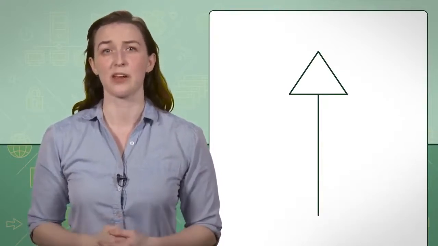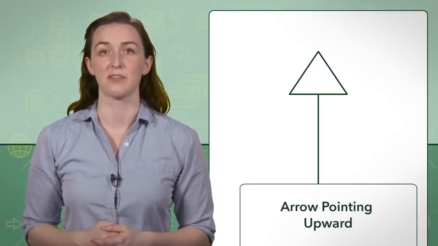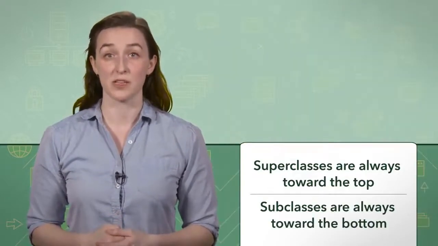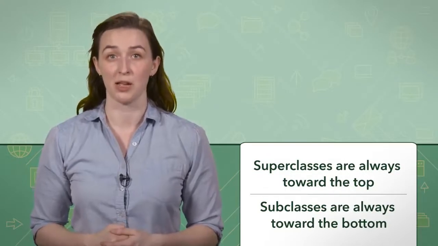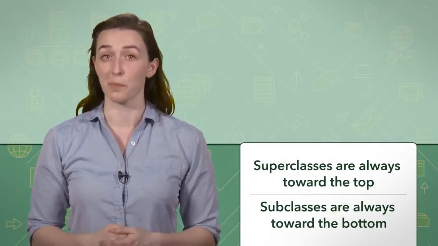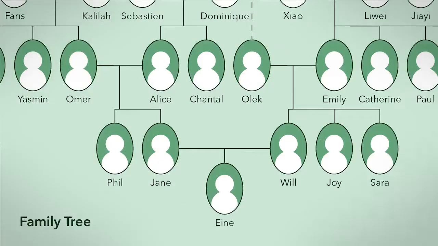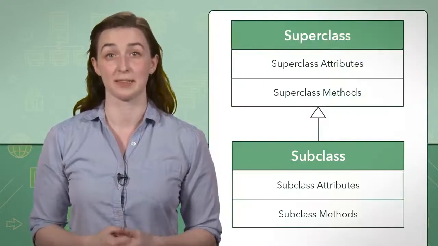The standard way to draw inheritance into your UML diagrams is to have the arrow pointing upward. This means that the superclasses are always toward the top, and the subclasses are always toward the bottom. Think of this like a family tree drawn on paper. The younger the generation, the further down they are on the page. Older generations are typically closer to the top of the page. So, a simple inheritance in a UML diagram would have this layout.